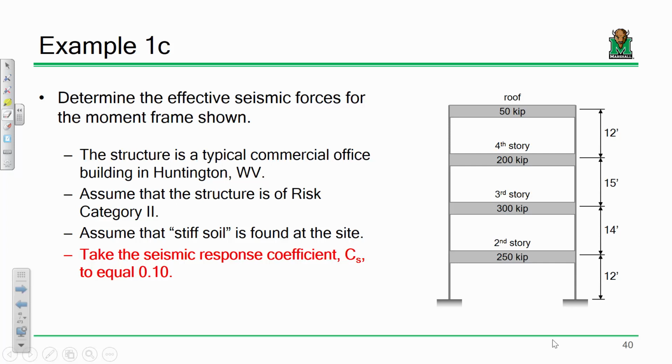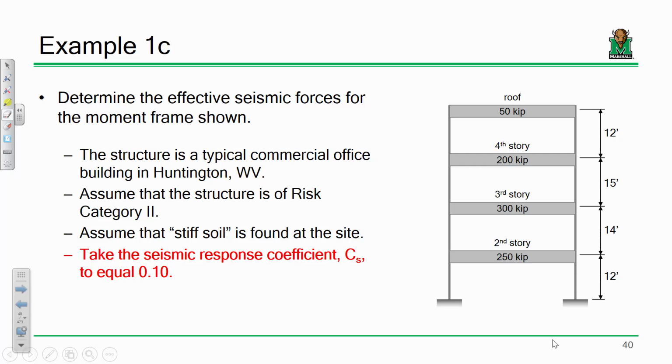So, how heavy is the 4th floor? 200 kips. All right. What is the height of the 4th floor? In other words, from the ground to the fourth floor, what is that distance? Say it again. 41 feet.